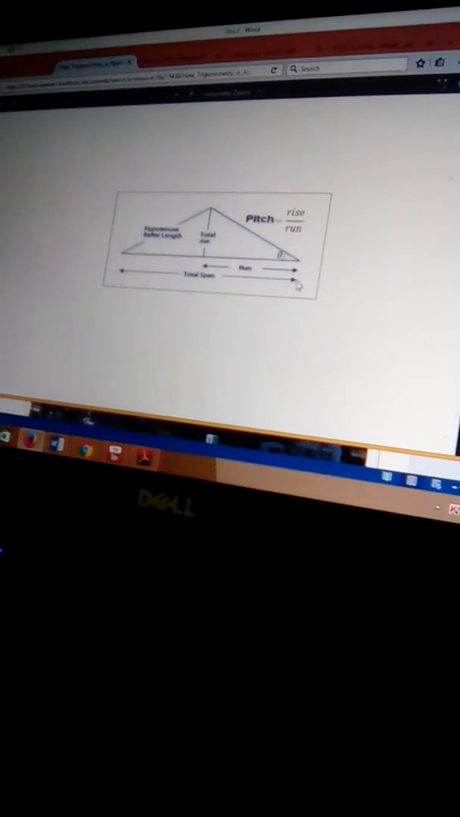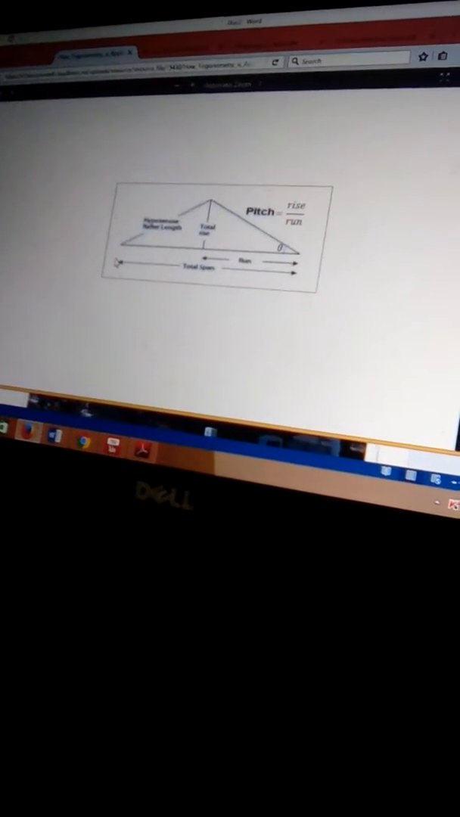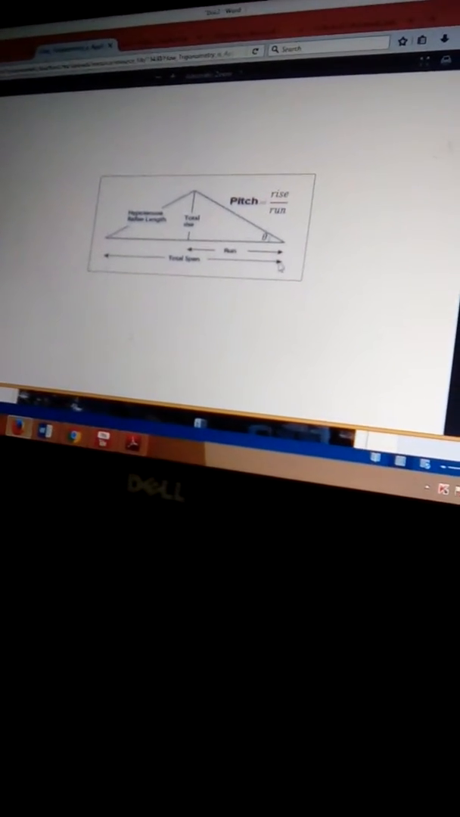Now, suppose this sloping portion here, whereby this one is the rise, from here up to here is the run, and from here up to here, defined by this line, is the span. This line and this line define the hypotenuse rafter. Remember, rafters are pieces of timber that are used to construct roofs.